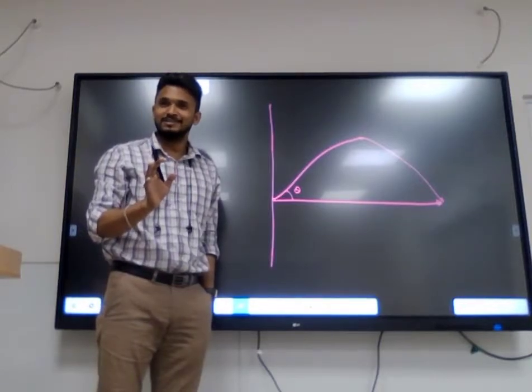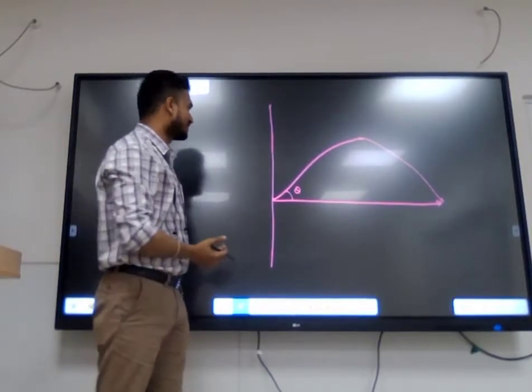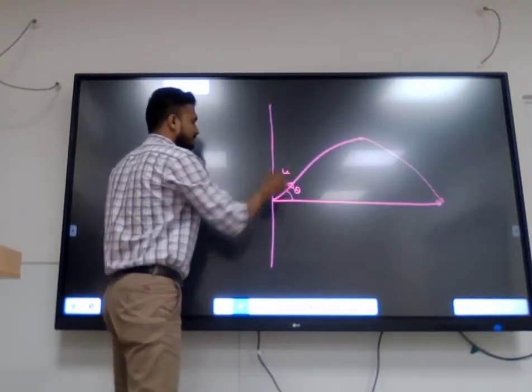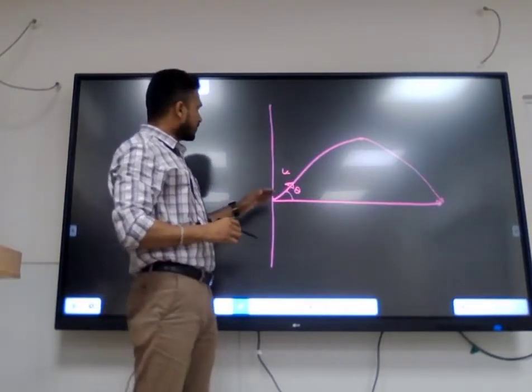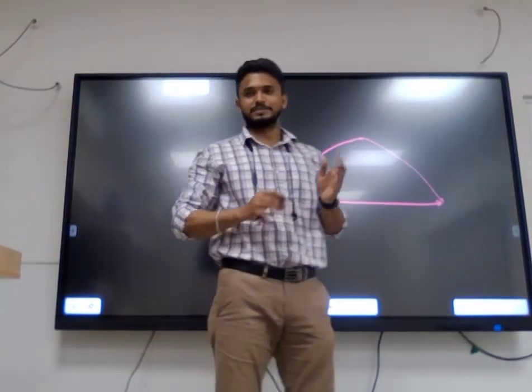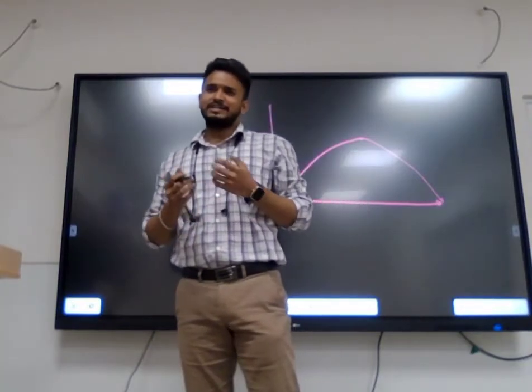Are you feeling bored? You have to understand it. Now let us say that you have given some initial velocity u. With this velocity we have thrown the object, and it moves some horizontal as well as vertical distance. Now you must be thinking, why are we reading this?